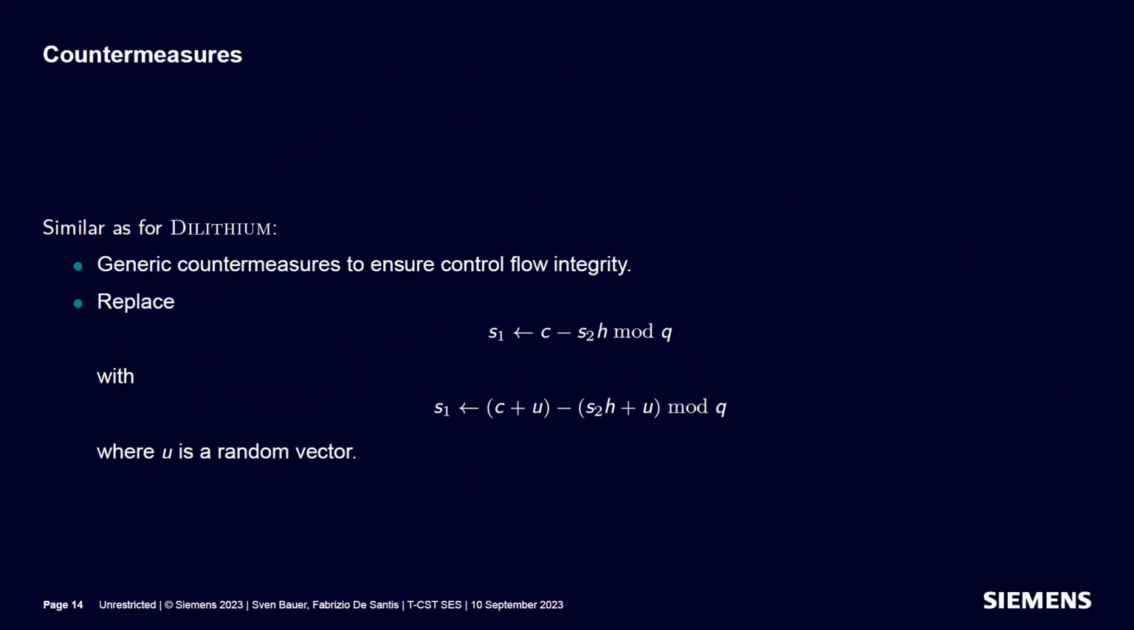Okay, what can you do about this? Essentially, the same as with DILITHIUM. You can do generic control flow protection measures, or you can again add a random vector that has to be canceled out. And if it's not canceled out, then you get random results. Signature won't verify.